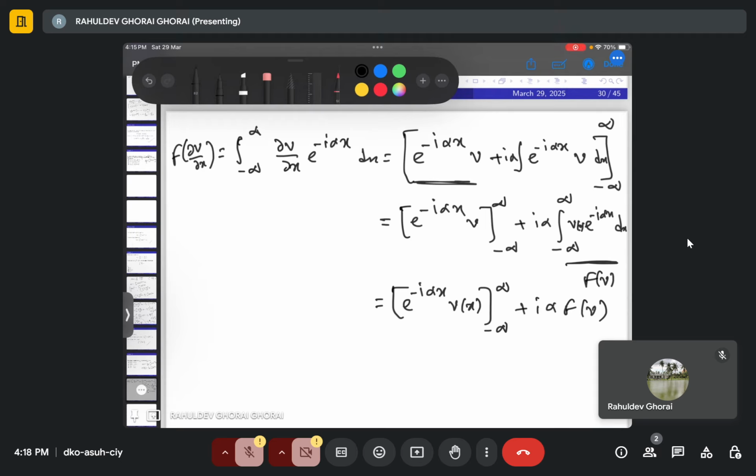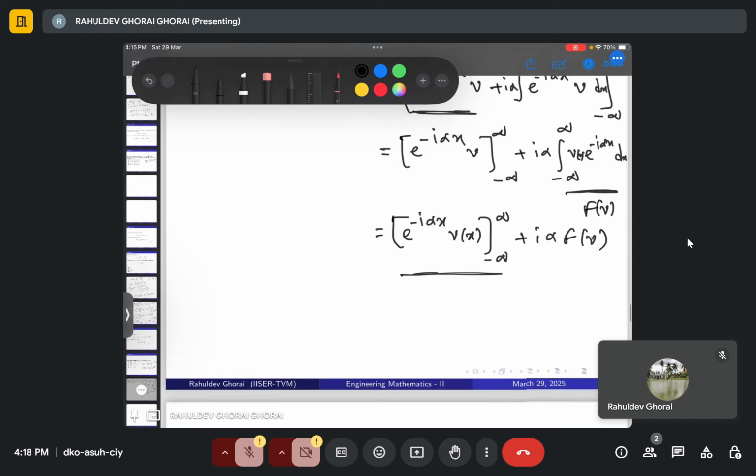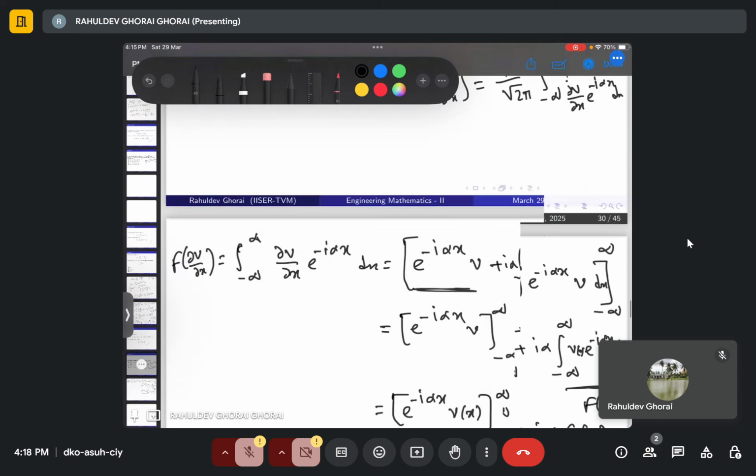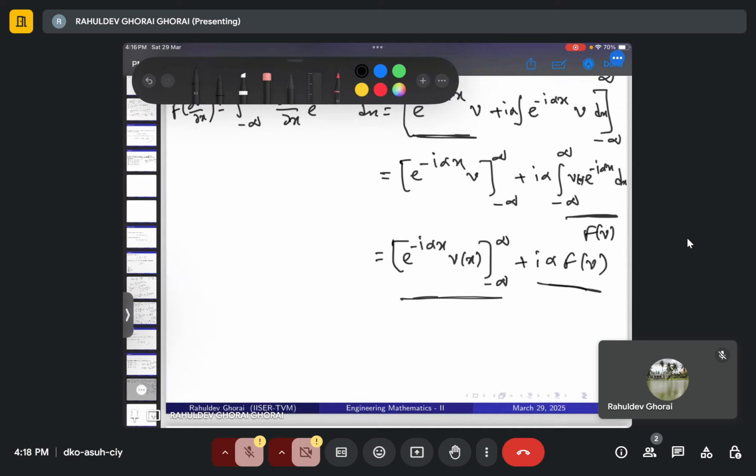Because this one will not be just 0 somehow, okay? The answer wants this to be 0, because you will see only I alpha f of v type terms there. But this one will be a constant, and a constant plus something cannot be the answer, because the answer is only like I alpha f of v. So if you assume here v(x) converges to 0 as x tends to plus minus infinity, then e to the power minus I alpha x is a bounded function, right? Because cos alpha x plus I sin alpha x is a bounded function.